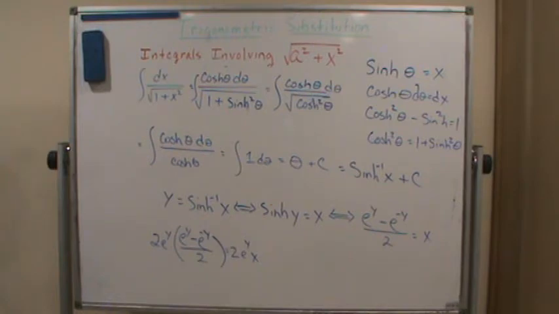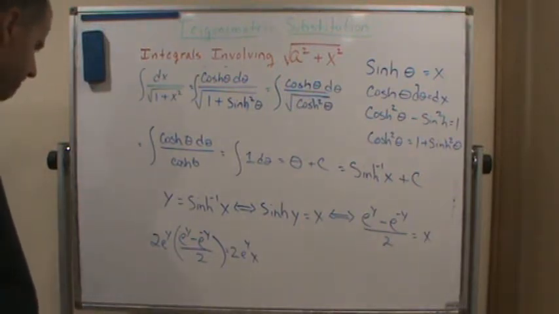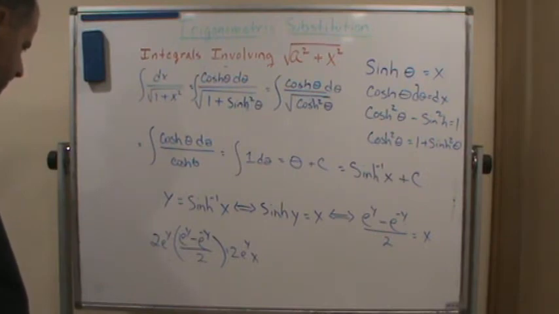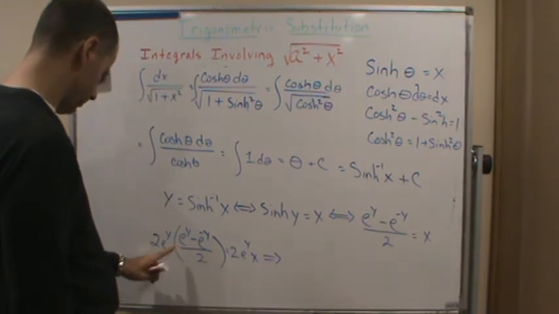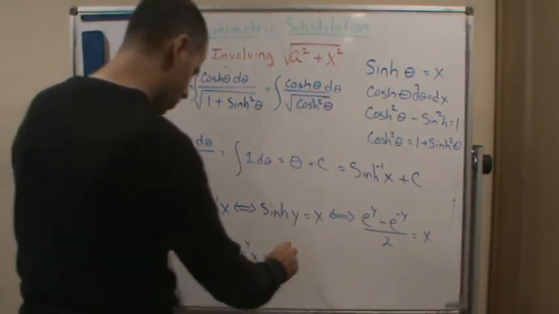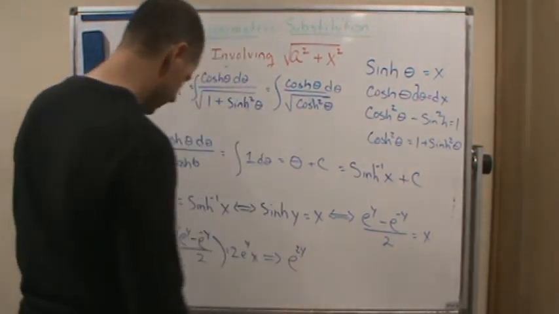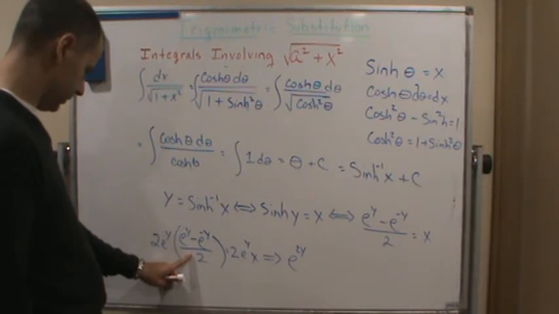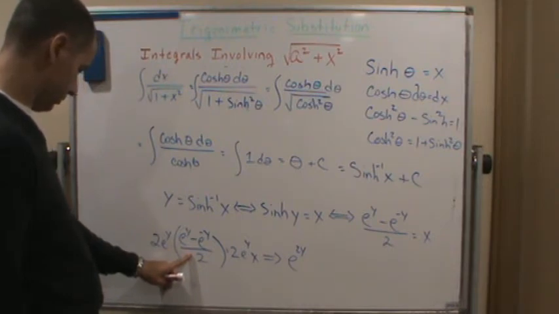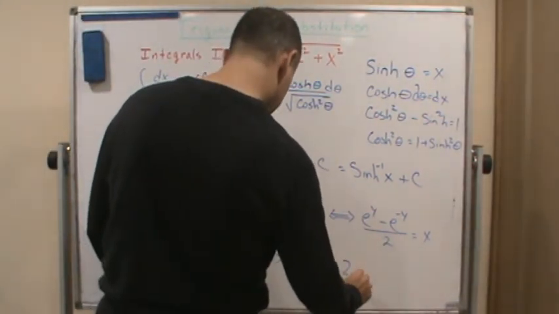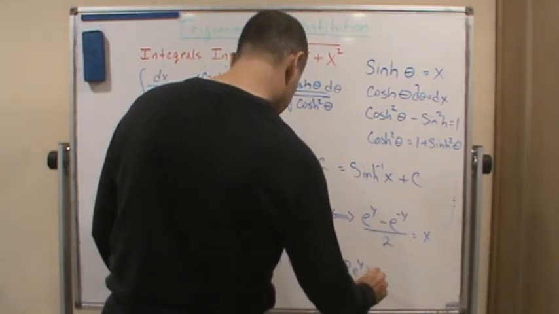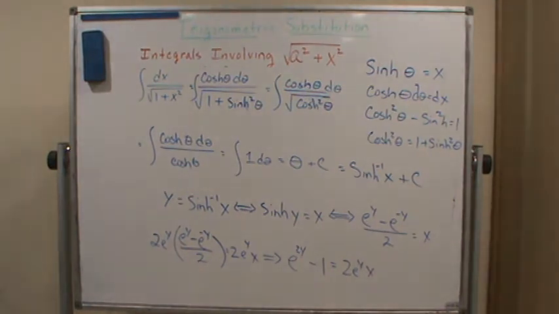So what do I get? If I simplify this, I get e to the 2y minus 1 equals 2 e to the y x, right?